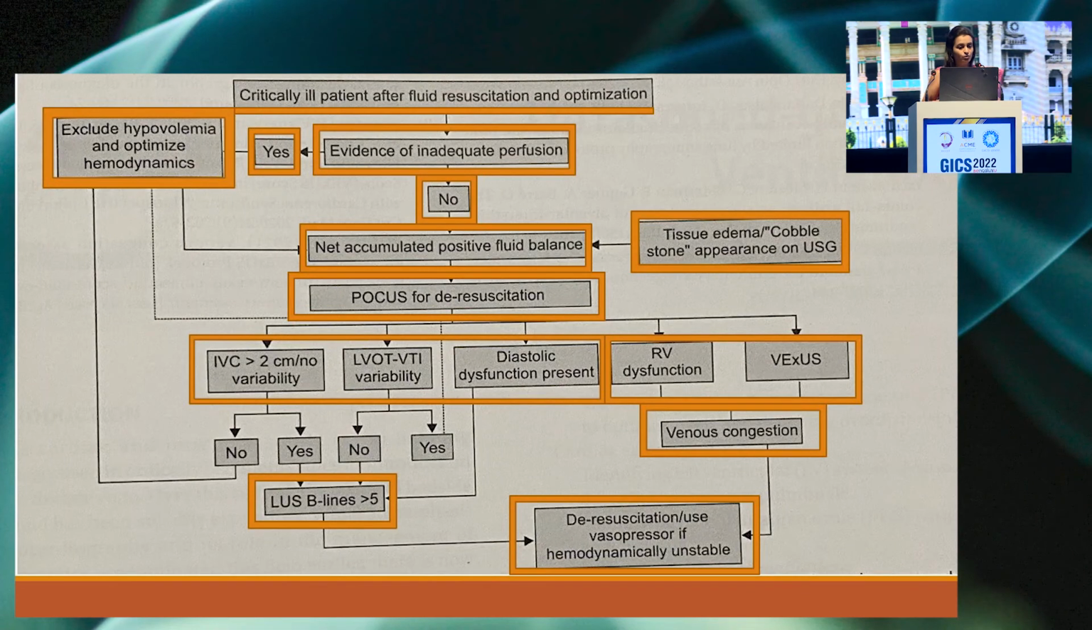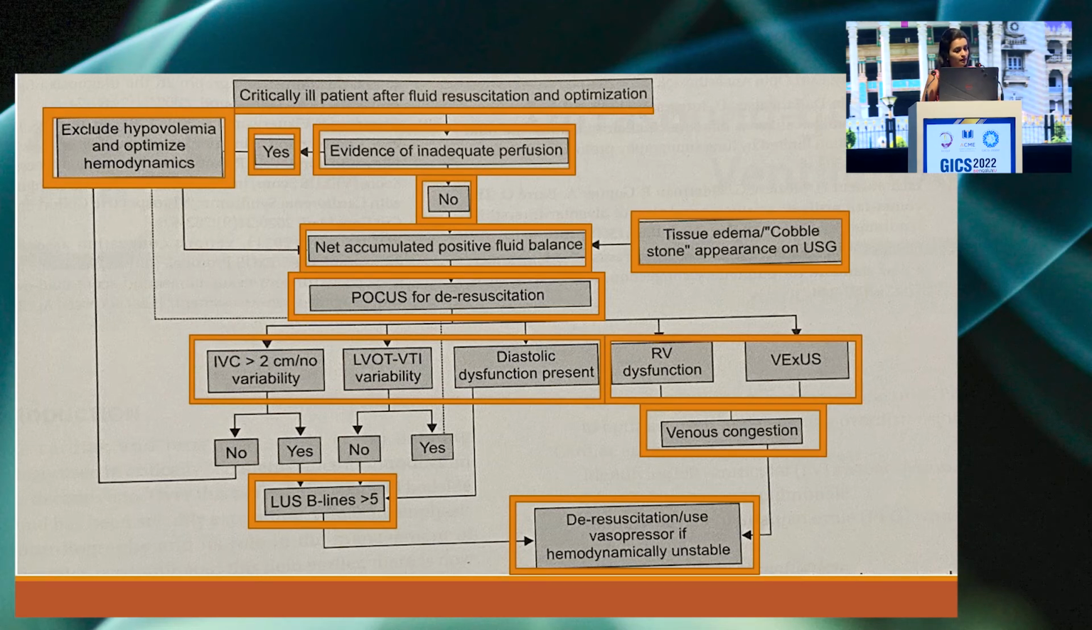So this is a flow chart. For example, if my patient obviously has evidence of inadequate tissue perfusion, of course, then that patient needs fluid and we will correct the hypovolemia. If initial resuscitation is over, then always look for whether this patient has an obviously accumulated positive fluid balance, which we can do by POCUS. There is some cobblestone kind of appearance if you do a bedside skin ultrasound.